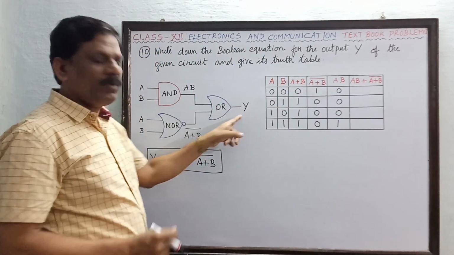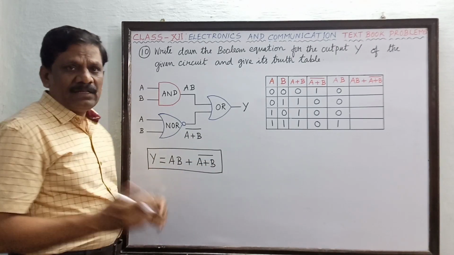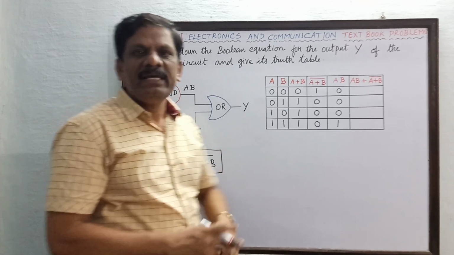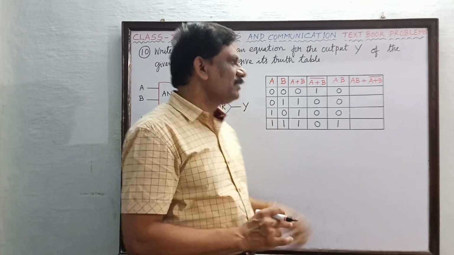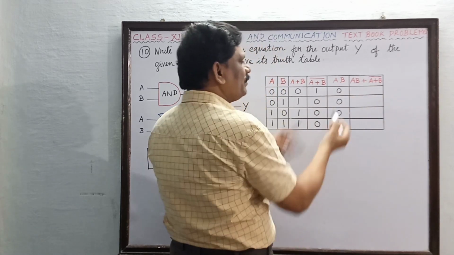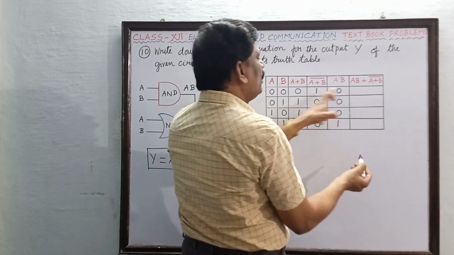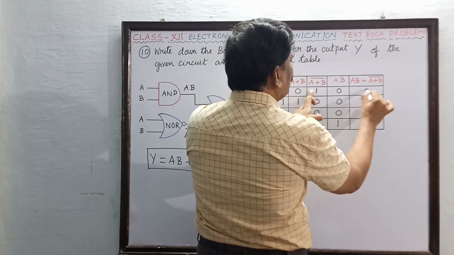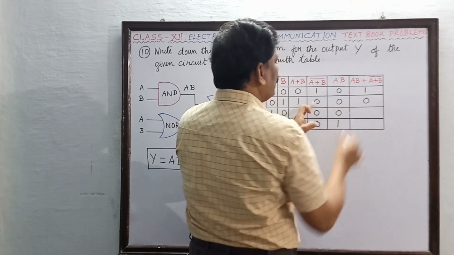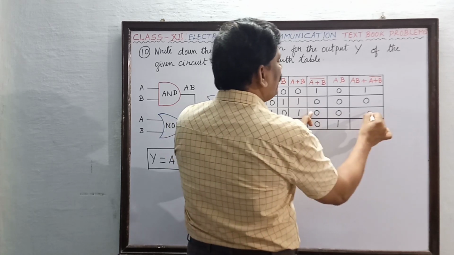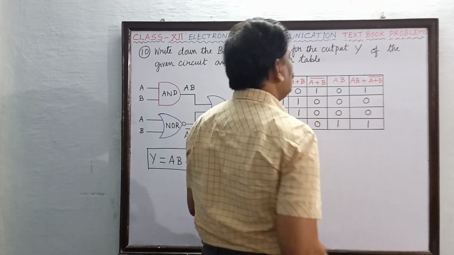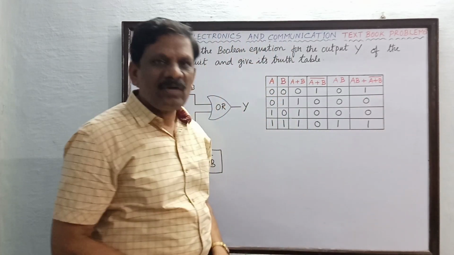Now what next? What is the final output we have written? It is the summing up of AB and complement of A plus B. So we are going to substitute here. AB plus complement of A plus B, we are going to add these two. 0 plus 1 is 1. 0 plus 0 is 0. Again 0 plus 0 is 0. 1 plus 0 is 1. So that is the required truth table.